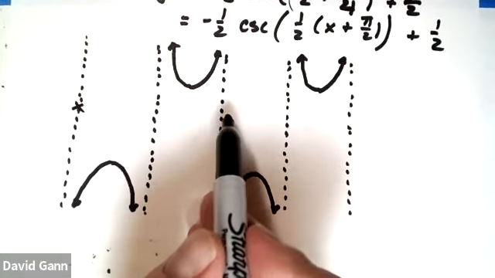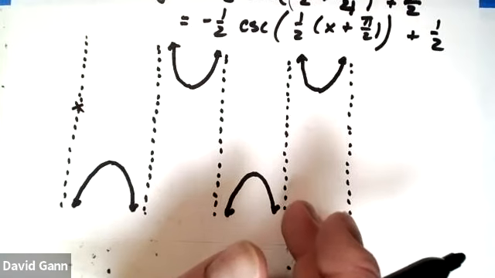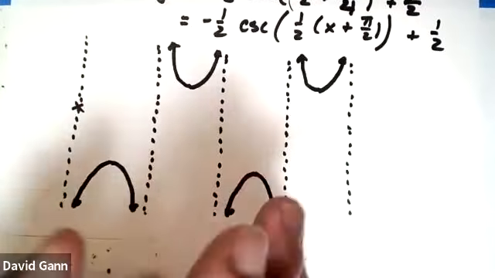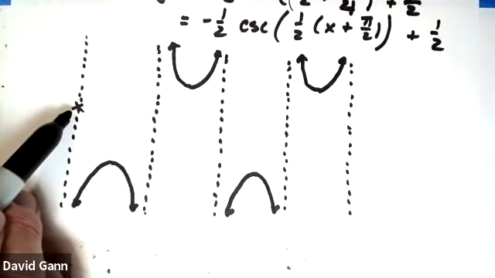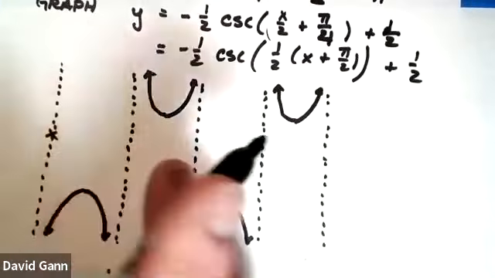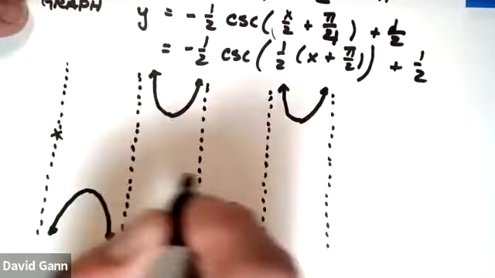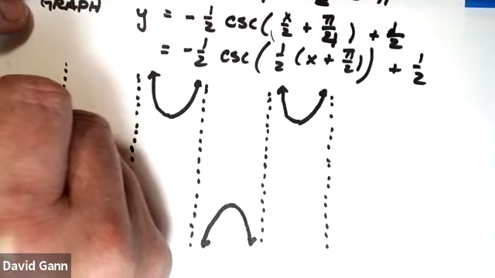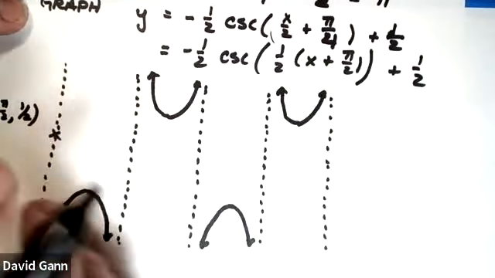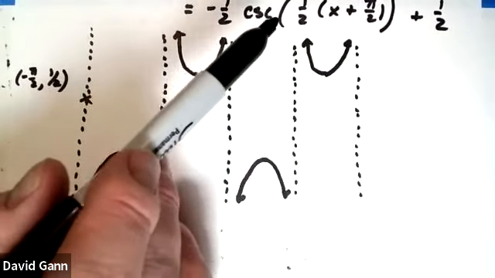I could just as easily have picked this location, or even this one. It doesn't really matter. But I like to have positive x coordinates, but that's just personal preference. So what we know about this point is it has a coordinate of c comma d, which is negative pi over 2 comma 1/2. And I can maybe put that off to the side here. So negative pi over 2 comma 1/2. And that's this coordinate.